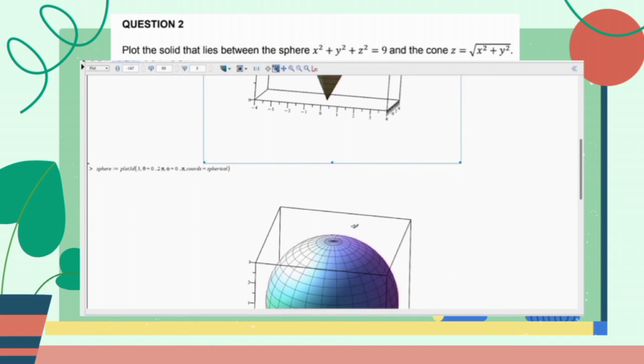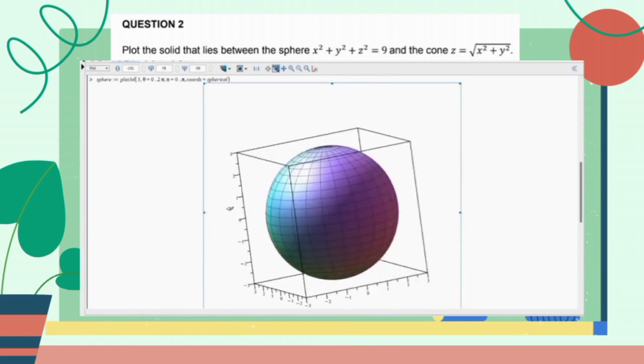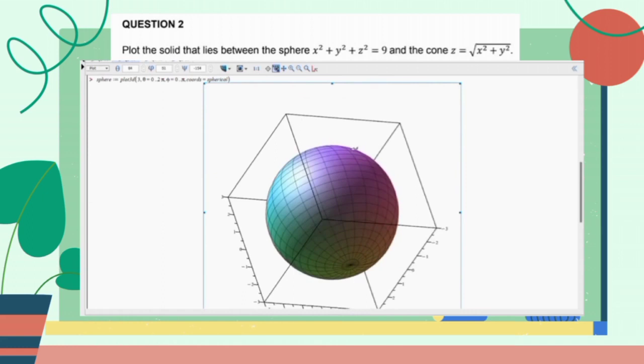And then we need to find the sphere solid. The sphere command is plot3d in brackets 3 comma, the range for theta is theta equal to 0 until 2 pi, and the range for phi equal to 0 until pi. Like always, use the coordinates spherical, and then we get the sphere shape solid.